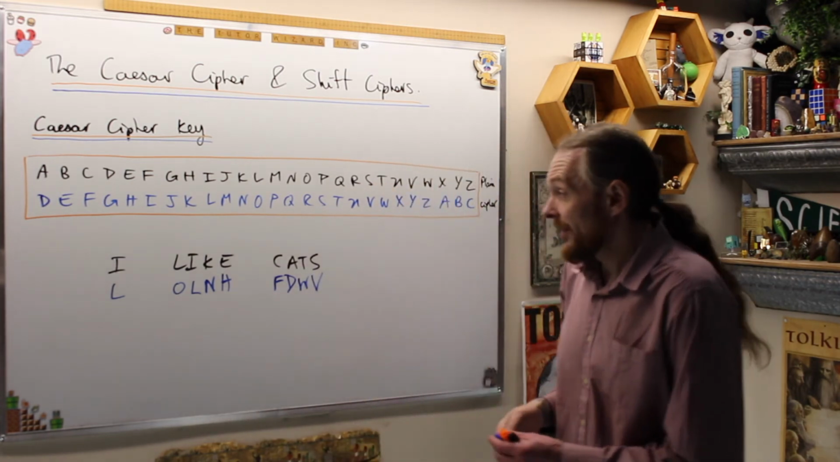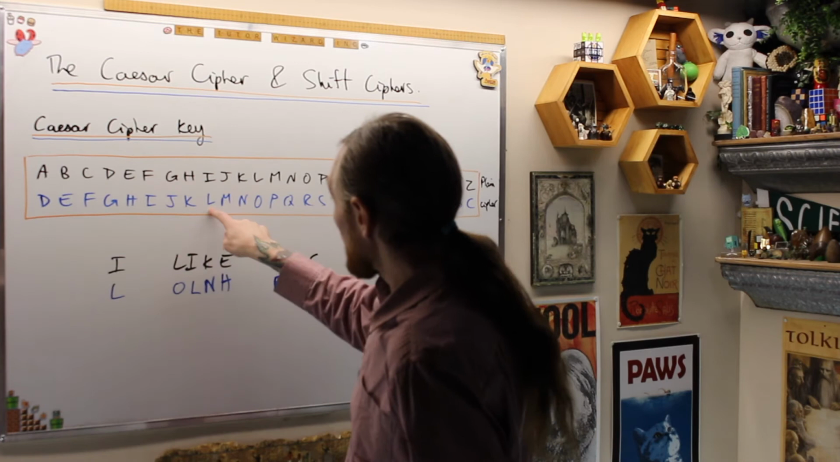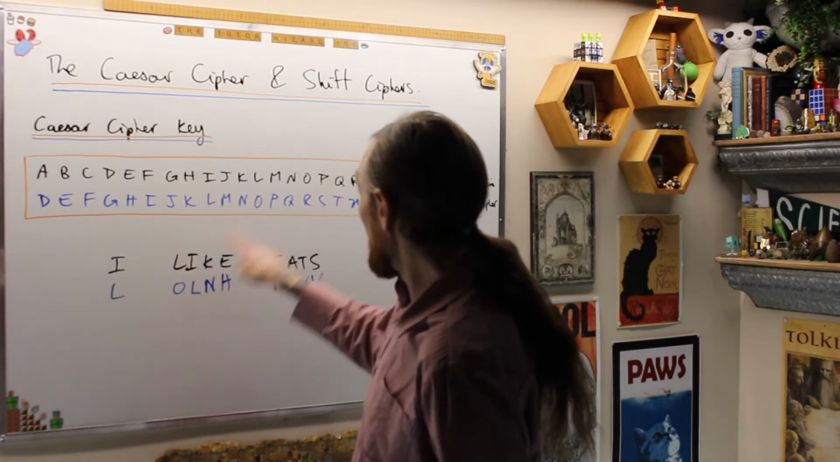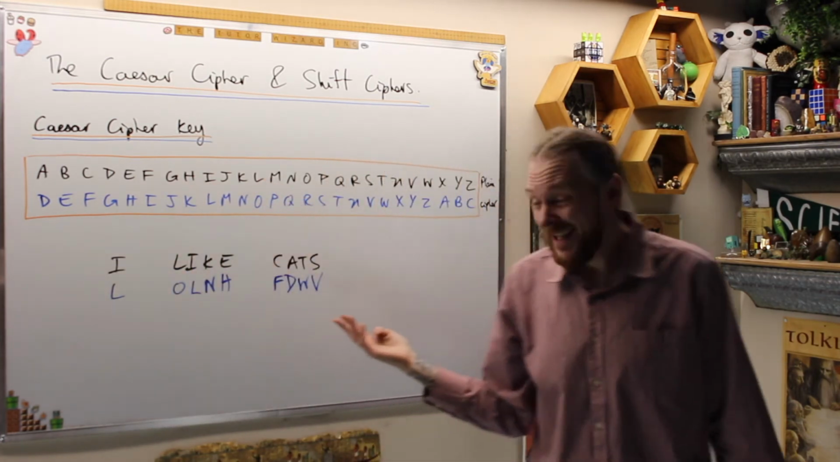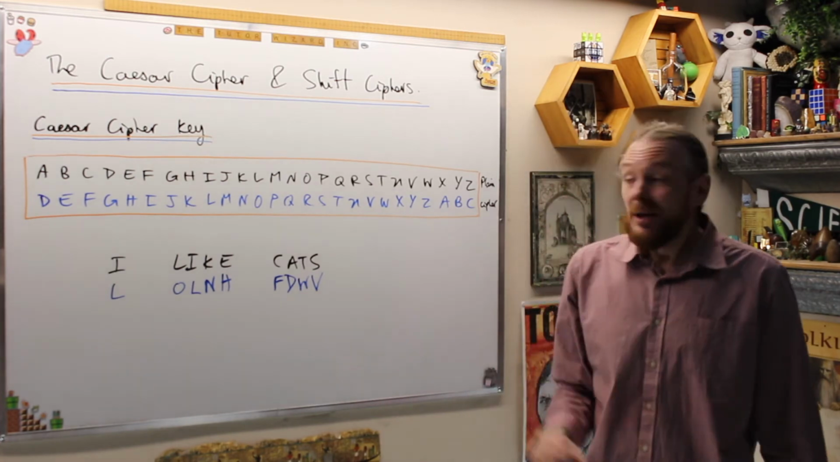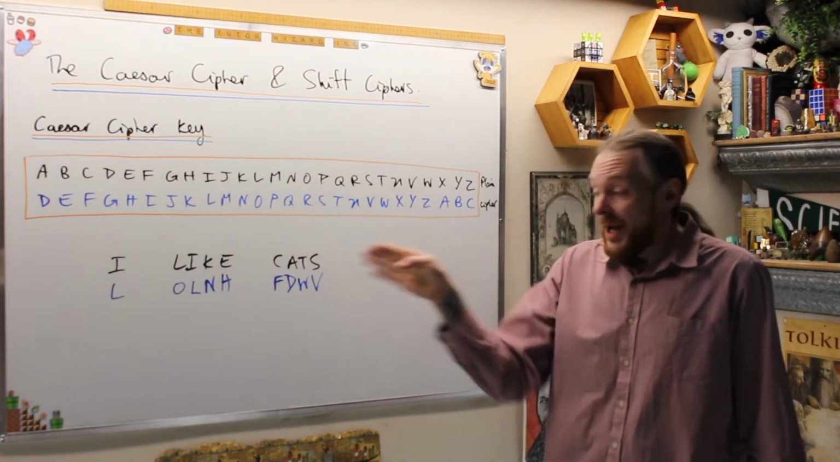If I want to go backwards, I say, well, I need an L, which is going to be an I. And then an O is going to be an L. And I'll get I like cats. This is how Julius Caesar was shifting everything back 3 to hide them.